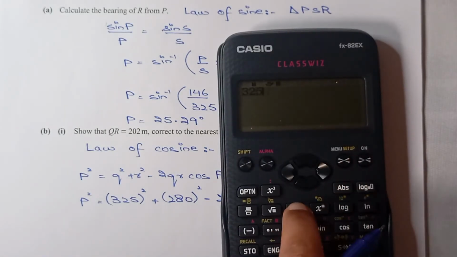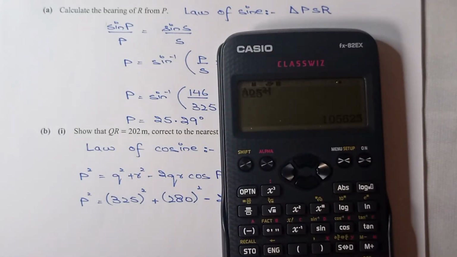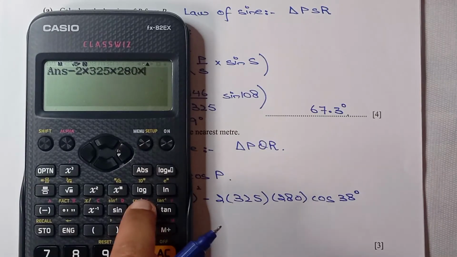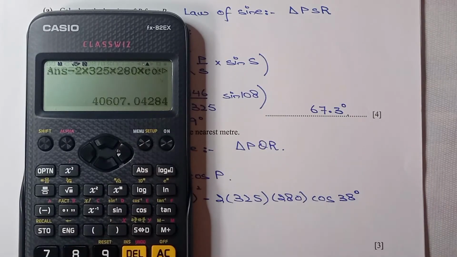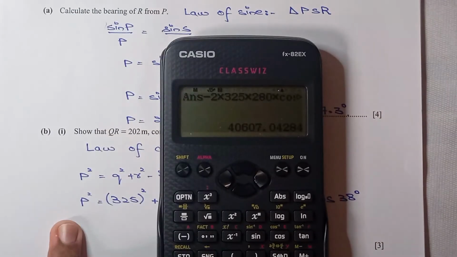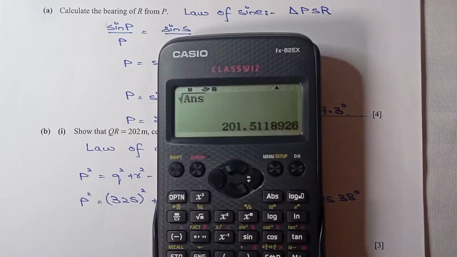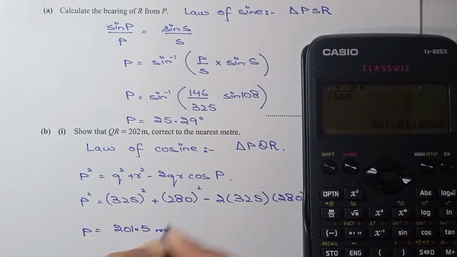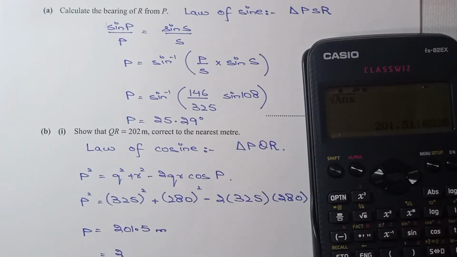So 325 square plus 280 square and then subtract 2 times 325 times 280 times cos 38. And for P we need to do the square root. So the square root of that term would be 201.5. So here P would be equal to 201.5 meters, and correct to the nearest meter, it would be 202 meters.